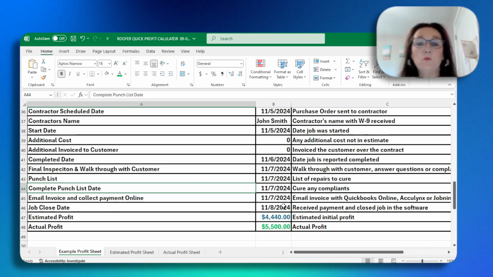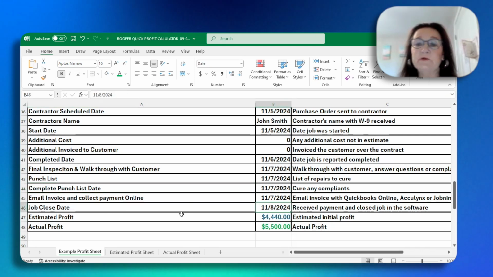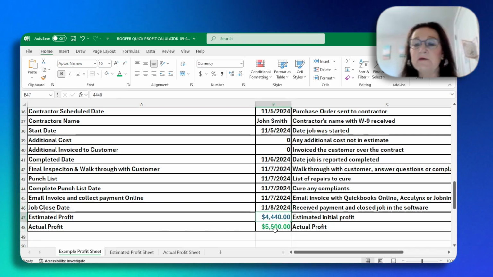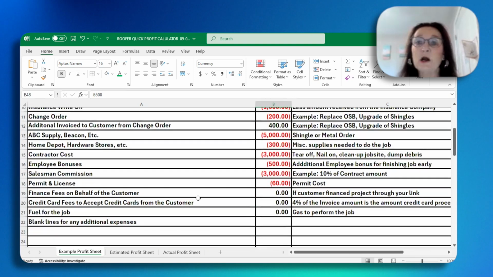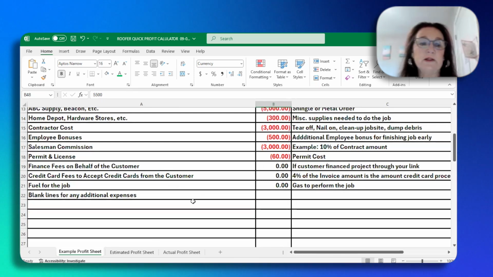And then once all of this is done, your job close date, you have it here, and then you can have your estimated profit, what you estimated, and then you can have what you actually made. You can put that from your actual profit sheet. Okay, but all of these are copies. So the next one, this is just to help you fill out yours.